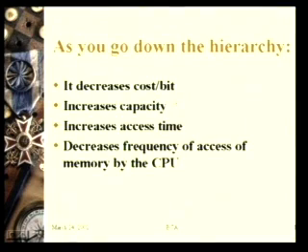Now what are the key features? As you go down the hierarchy, what you witness is that it decreases cost per bit, increases capacity, increases access time, and decreases the frequency of access of memory by the CPU. Now this is the most important thing. As you go down the hierarchy, obviously, for example with a hard disk, not the complete area of the hard disk is to be accessible by the CPU at the same time. Only a portion is to be accessed, which is brought into the main memory, and then from main memory through cache to the registers, right?